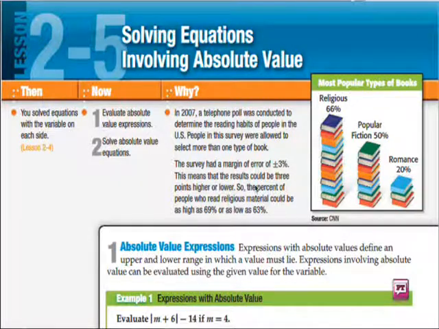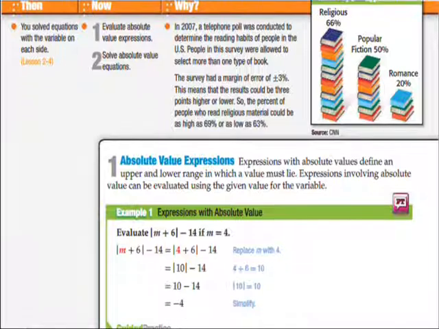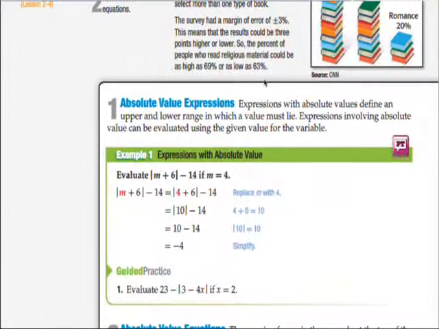Alright, we've worked with different kinds of equations. So now absolute value is just another piece, okay? You guys have worked with absolute value before. Expressions with absolute values define an upper and lower range in which a value must lie. Okay, expressions involving absolute value can be evaluated using the given value for the variable. Now you guys know that absolute value makes everything positive. The reason it does this is because that's the distance from zero.